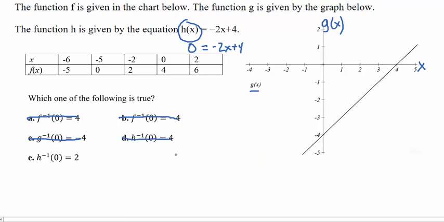Unfortunately, 90% of my viewers probably just stopped watching the video because if A through D are wrong, then E must be the one that is true. But for those viewers still watching with anticipation, let me do the last part that says h inverse of 0 is 2.